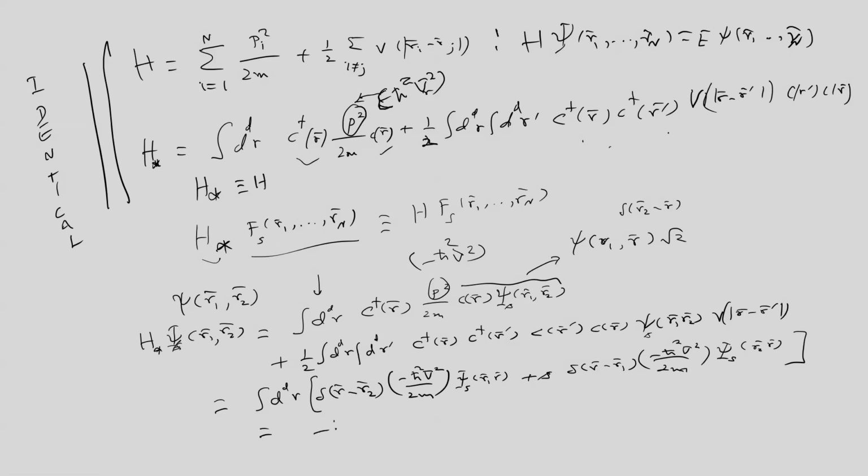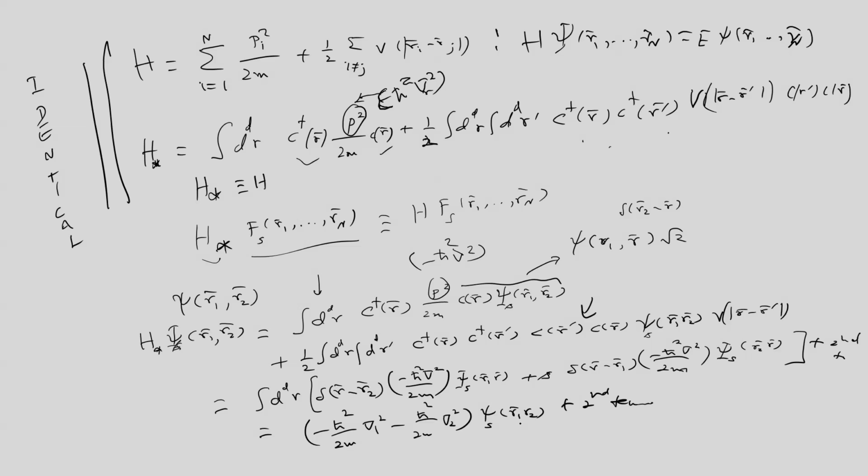Because of the delta functions, this is going to become minus h bar squared over 2m del1 squared minus h bar squared over 2m del2 squared of psi s r1 r2. So, that is the first term. Plus the second term, which I have not done yet. I will come to the second term later. So, the first term is just this.